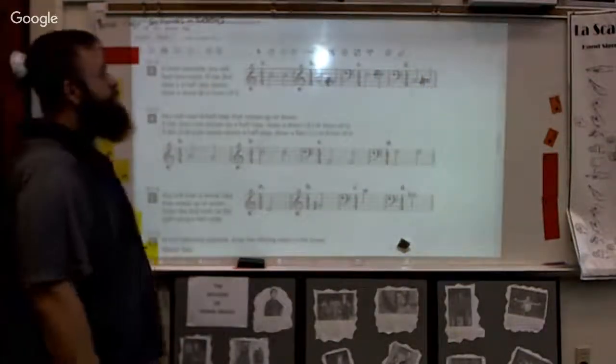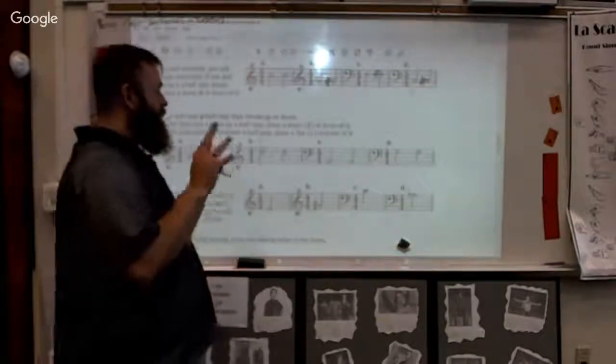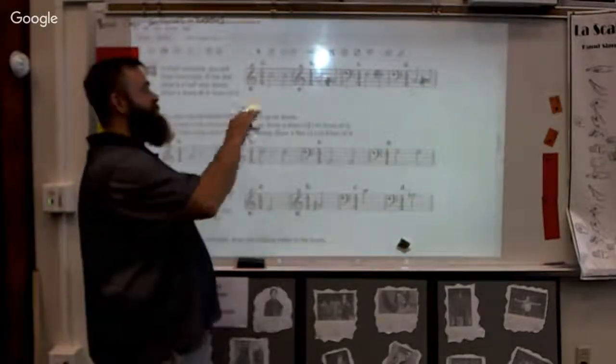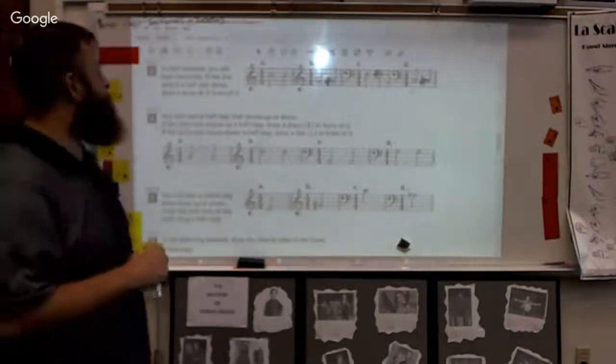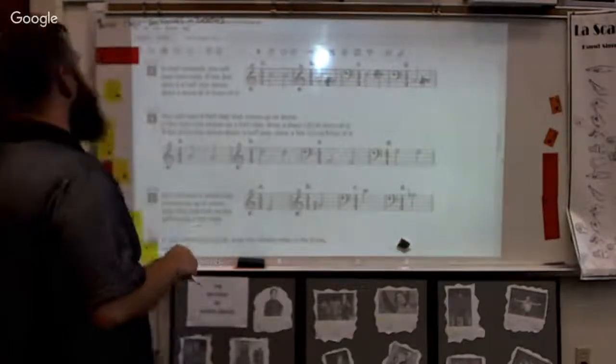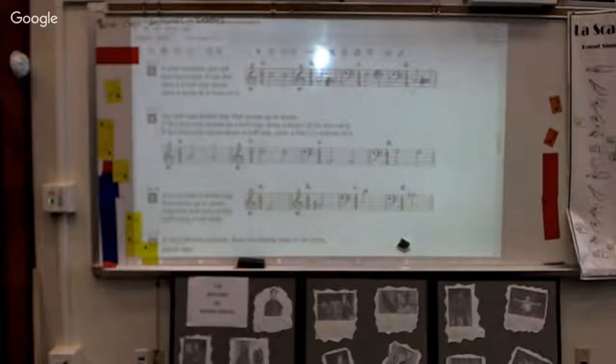Great. So you should have gotten sharp symbols for the second pitch in examples B, C, and D. The second pitch in those were higher. Okay. All right, 4. You'll hear a half step that moves up or down.